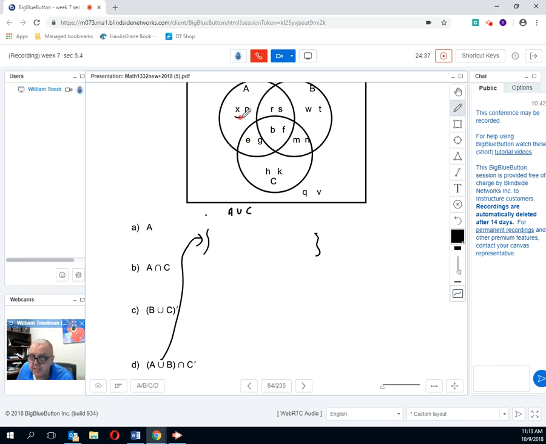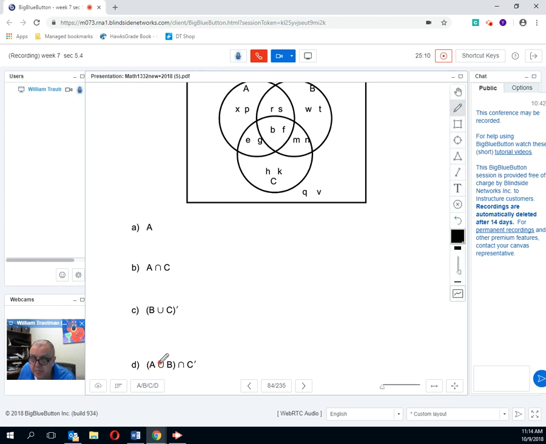So A has XPRS, EGBF, and then the things left over with C. These are in C, MN, that's an M, Lord, and HK. So that's a marriage of A and, oh no, that's not right.